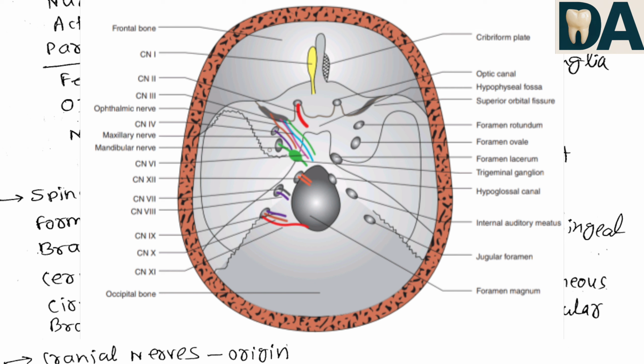Today's lecture is finished with the basics and details about the nerves, and the next lectures of this chapter are coming soon. In the next lectures we will discuss these 12 pairs of nerves in detail.